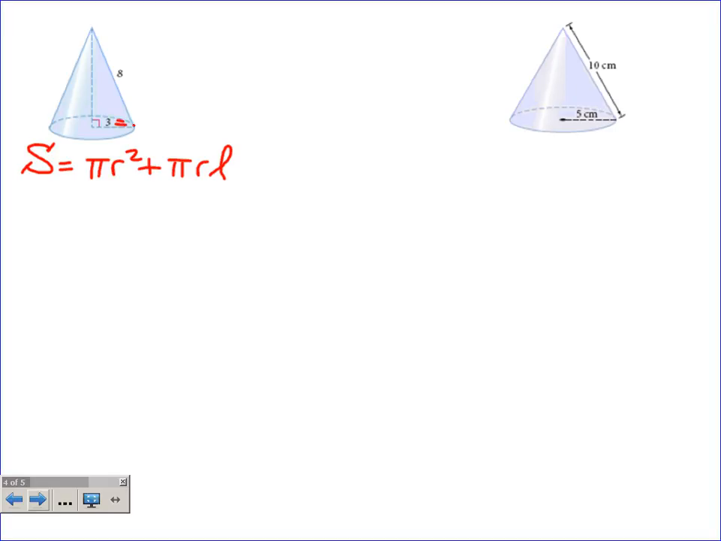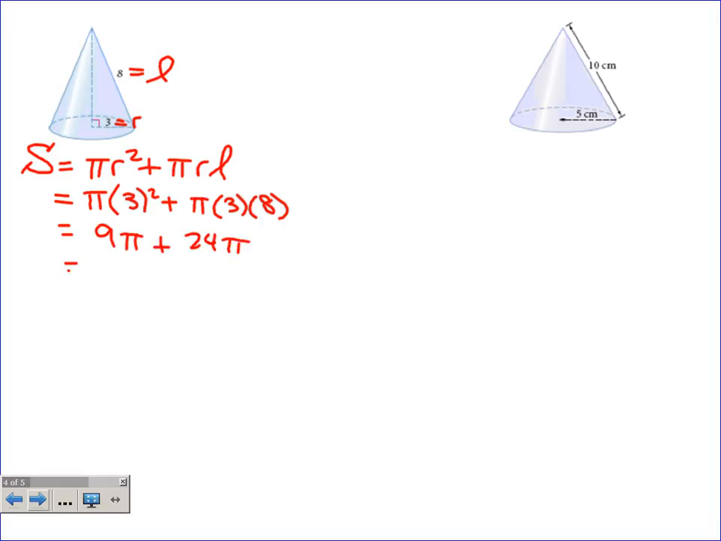3. What's our slant height? 8. Good. Substitute for us. What do we have? Pi times 3 squared plus pi times 3 times 8. Nice job, Brett. 3 squared is 9, so that's 9 pi plus 24 pi. It's a total of 33 pi.